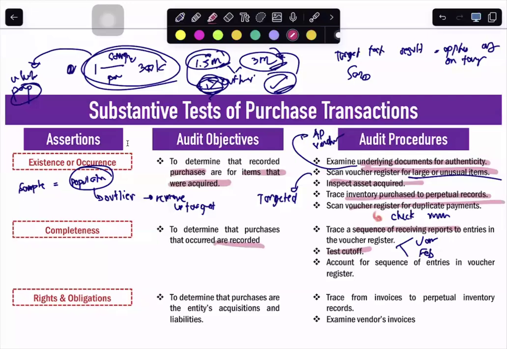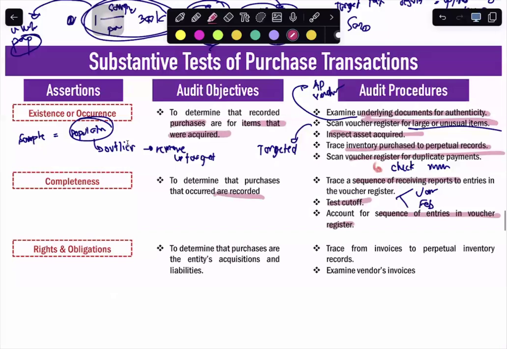Next, we account for the sequence of entries in the voucher register. So here, we look into the entries in the voucher. We said that the vouchers must be pre-numbered. And when we say the vouchers are pre-numbered, then we should follow the numbering on those vouchers.